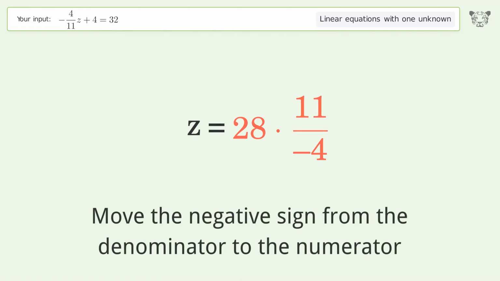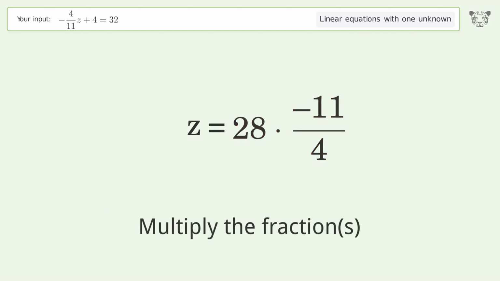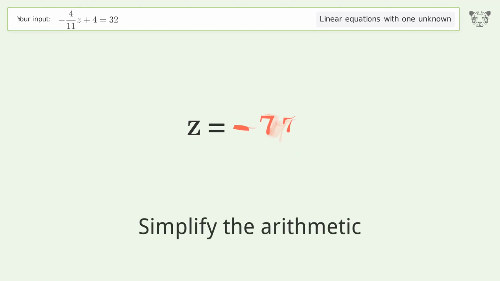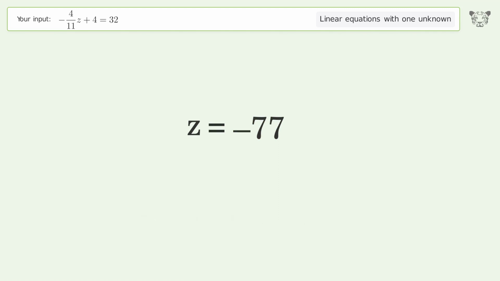Move the negative sign from the denominator to the numerator. Multiply the fractions. Simplify the arithmetic. And so the final result is z equals -77.